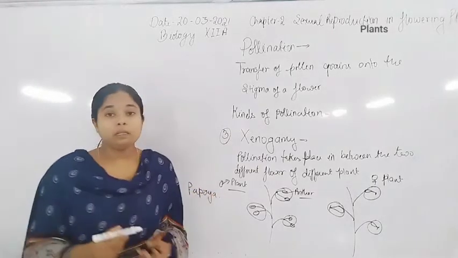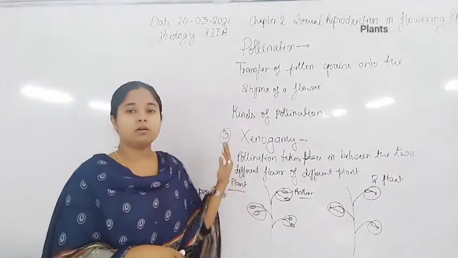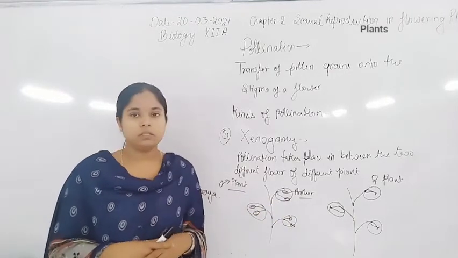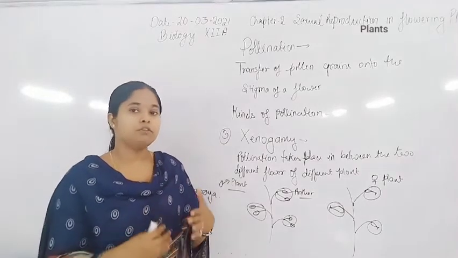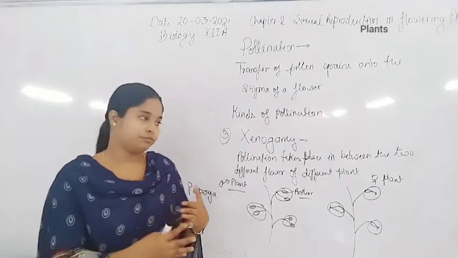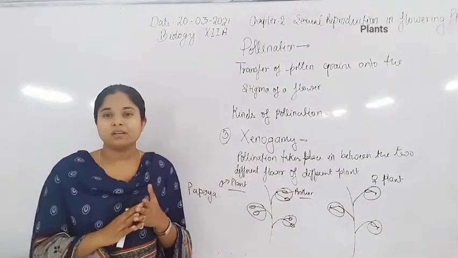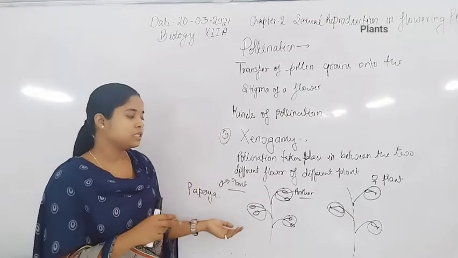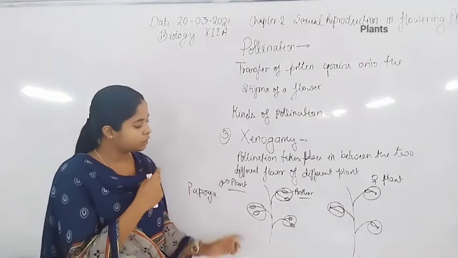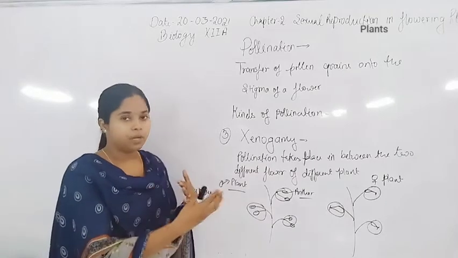Papaya. In the papaya plant, one plant, when it undergoes the reproduction process, only forms the male flower, and a second papaya plant may only form the female flower. So both the male and female flower cannot be present on the same plant. So the papaya plant represents the male and female reproductive parts on different flowers or different plants.